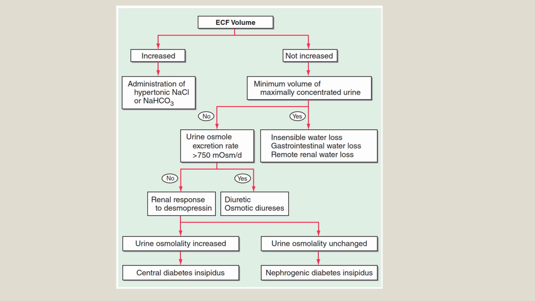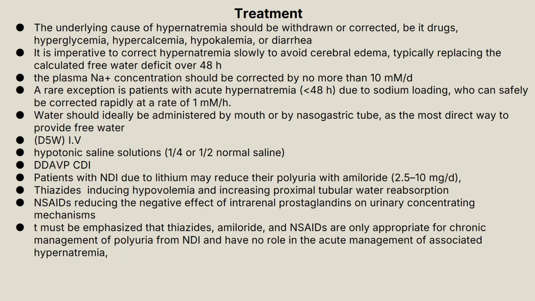If not, and the urine osmolality is unchanged, then this is a case of nephrogenic diabetes insipidus. As we have mentioned earlier, the cornerstone of the treatment is the treatment of the underlying cause of hypernatremia, and that should be withdrawn or corrected, whether it is drugs, hyperglycemia, hypercalcemia, hypokalemia, or diarrhea.